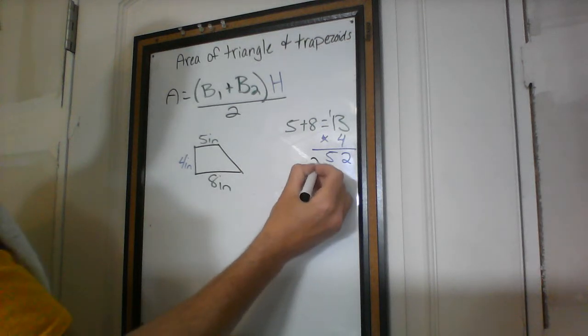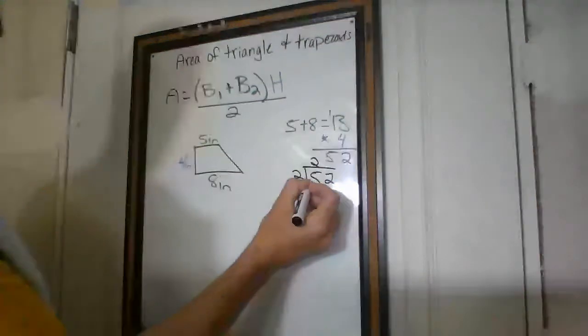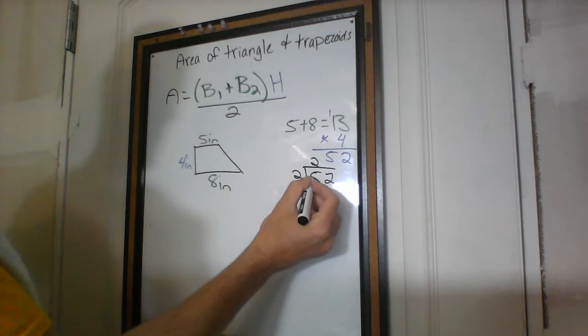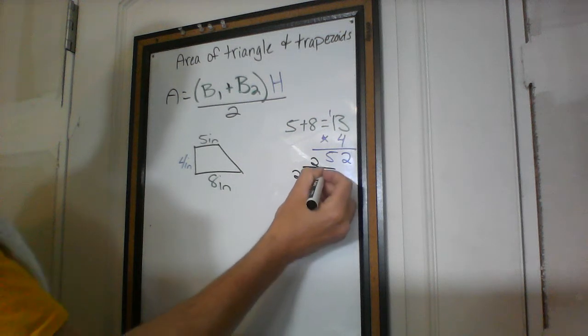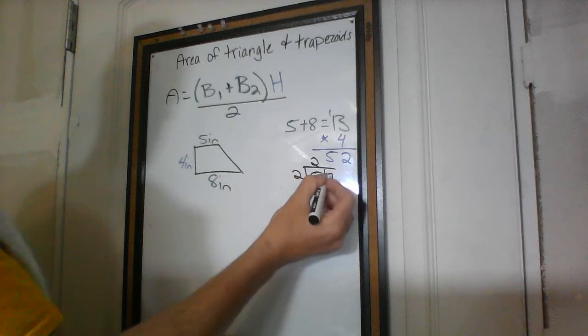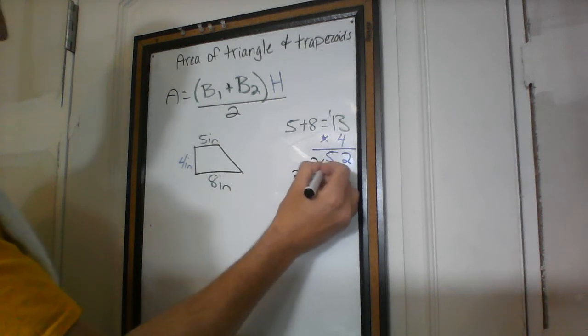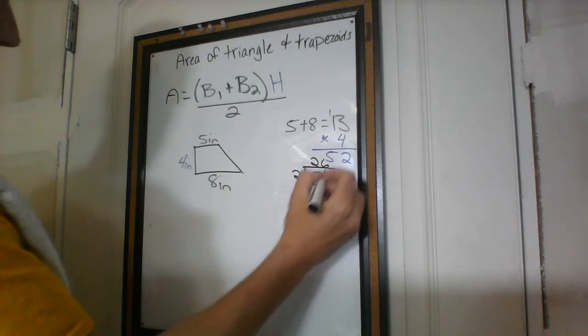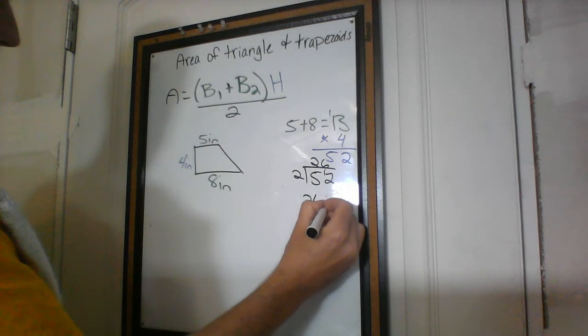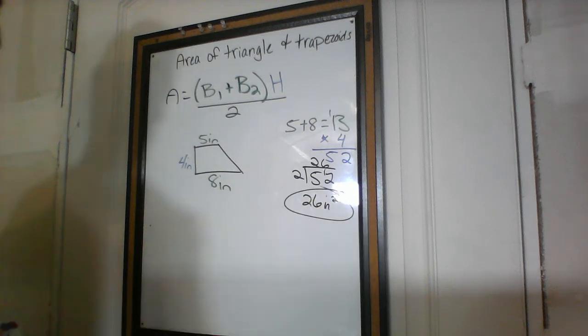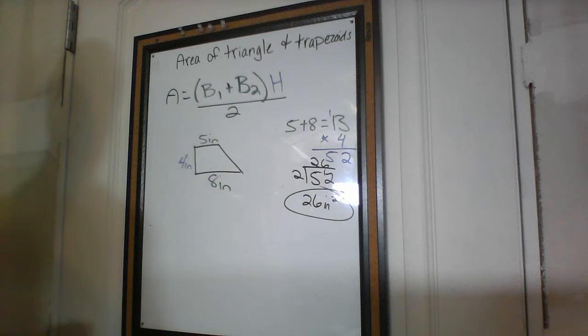2 goes into 5 2 times. You got 1 left because 2 times 2 is 4. 5 minus 4 is 1. 2 goes into 12 6 times. So your area is 26 inches squared. Now for how it works.